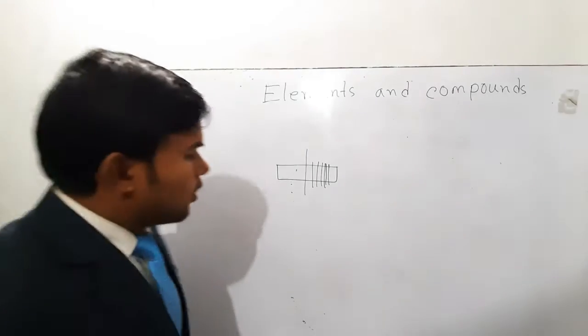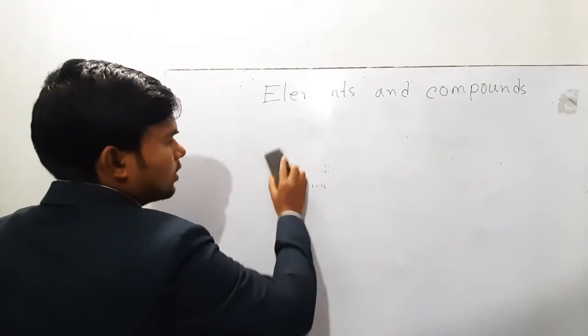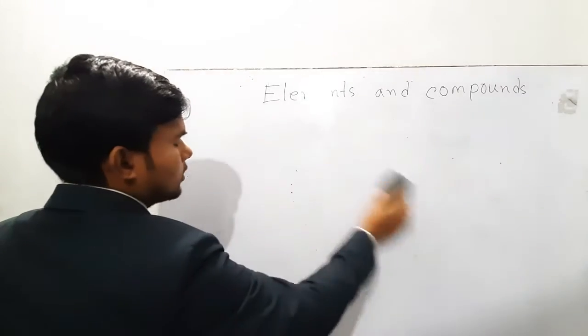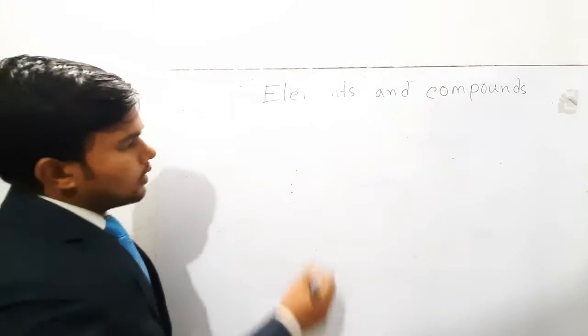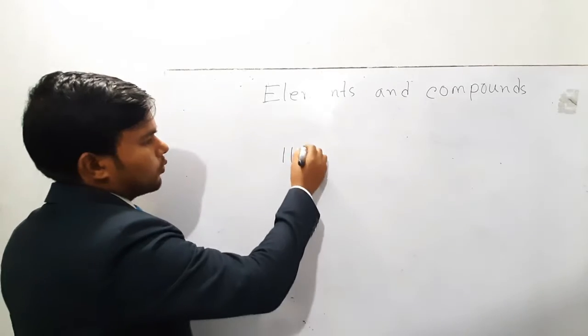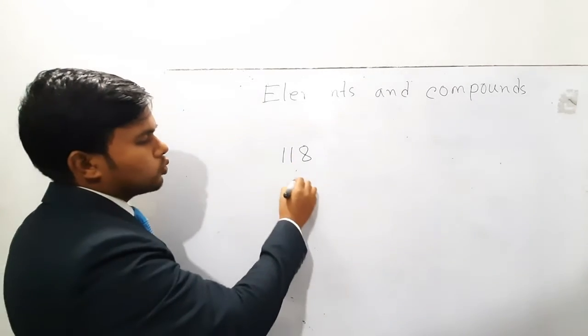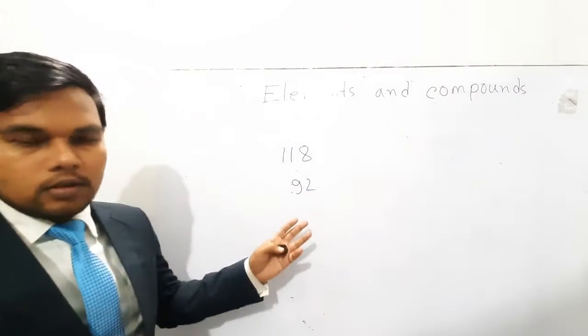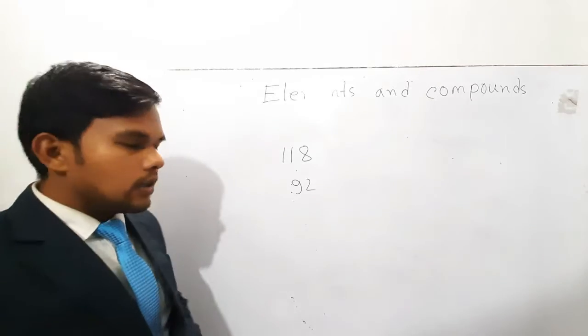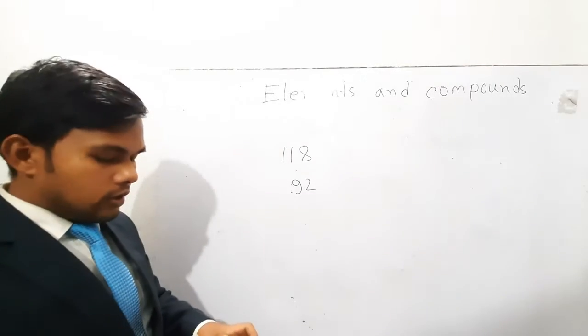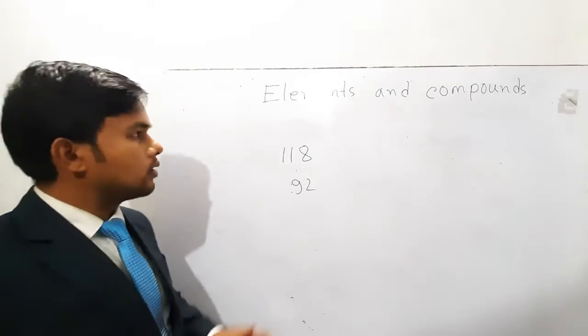So far 118 elements have been discovered. Among them 92 are natural. 92 elements can be found in nature, and the rest of the elements are made in laboratory. They are also called artificial elements.